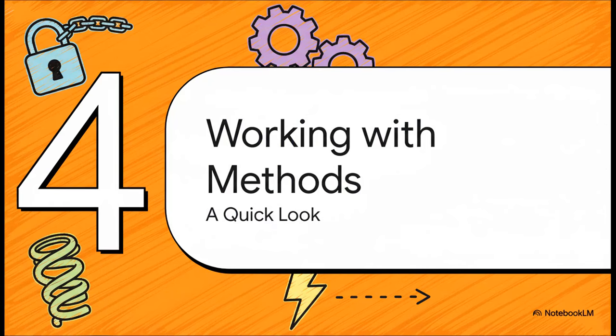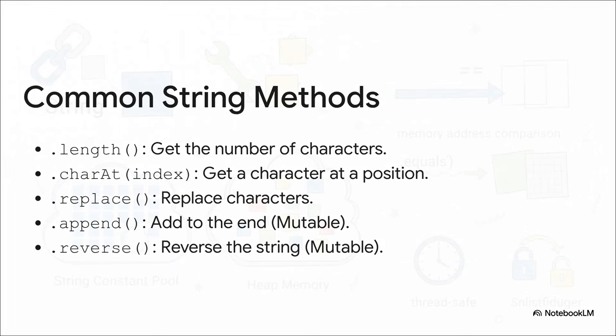Now, all three of these classes come packed with a whole bunch of methods to help you work with text. So let's just do a quick flyby of some of the most common ones you'll absolutely see on your exams and use in your projects. Here are a few of the big ones you'll use constantly. .length is simple. It just tells you how long the string is. .charAt lets you grab a single character from a specific spot. .replace is awesome for swapping out parts of a string. And pay close attention to .append and .reverse. These are your go-to tools for actually changing strings when you're using StringBuffer and StringBuilder.